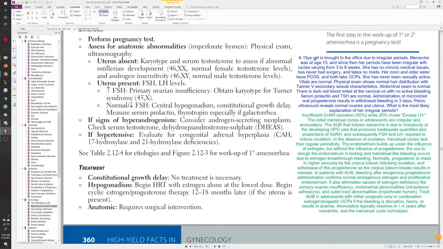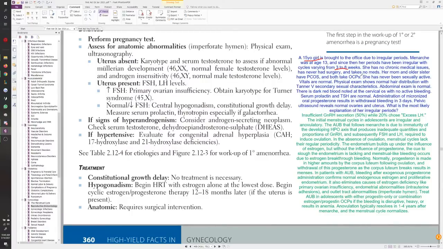A 15-year-old girl is brought to the office due to irregular periods. Menarche was at age 13, so that's good. And since then, her periods have been irregular, with cycles varying from 3 to 8 weeks. She has no chronic medical issues, has never had surgery, takes no medications. Mom and older sister have PCOS and both take oral contraceptives. She has never been sexually active.